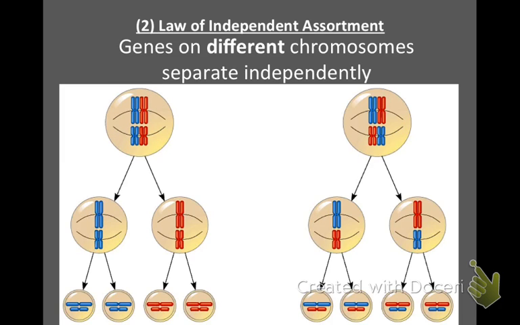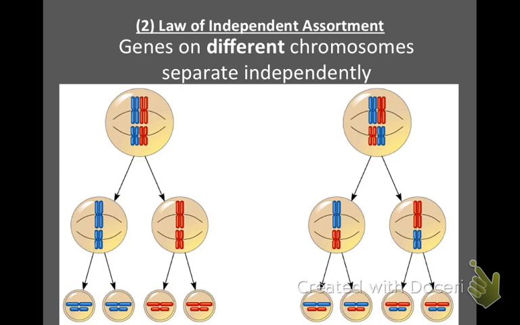Now there are times where independent assortment doesn't always come into play, and that's when maybe traits are going to be on the same chromosome. So keep in mind, the law of independent assortment is talking about different chromosomes. So let's say, for instance, and we see this just from our observations, that the traits of red hair and freckles, we often see these traits together, and that's because both of these are going to be on the same chromosome and very close to each other.